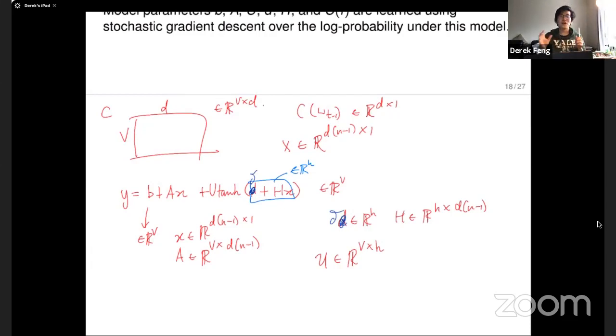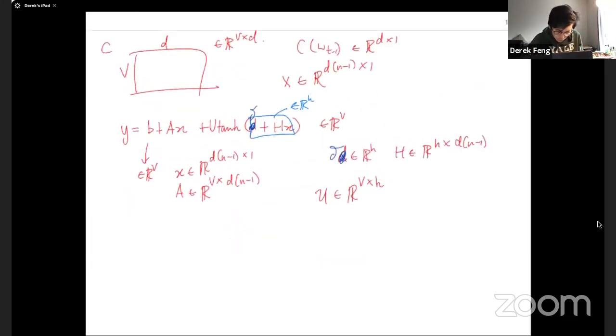So in neural network language, this is known as the bias term. We won't care too much about it. It's basically just a constant you add to it.